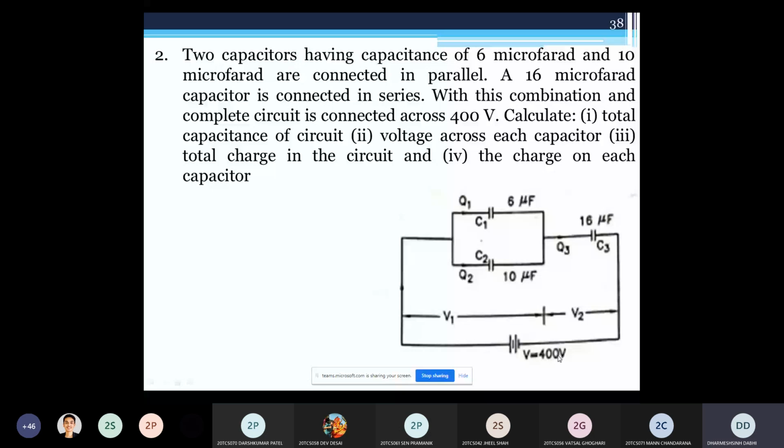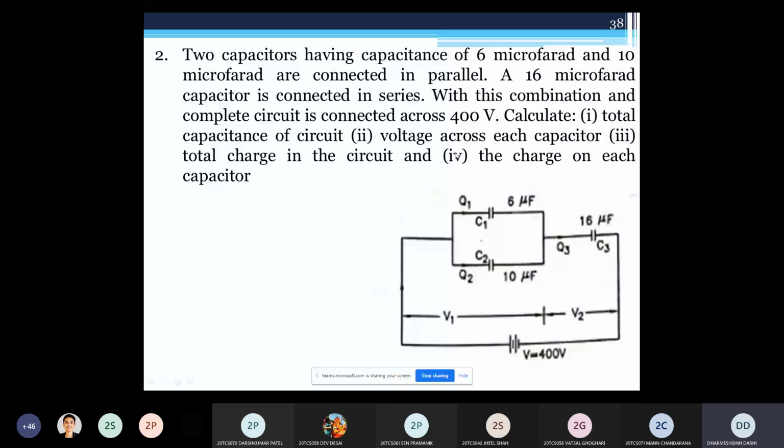So calculate first one, total capacitance of circuit. It means calculate the equivalent capacitance. Two capacitors in parallel, 6 and 10, so there is addition: 6 plus 10 is 16. That is connected in series with the another 16 microfarad. So in series connection, equivalent capacitance is what? 16 multiplied by 16 divided by addition of the two 16 capacitors. So you get the answer, C equivalent is 8 microfarad. The answer of first question.